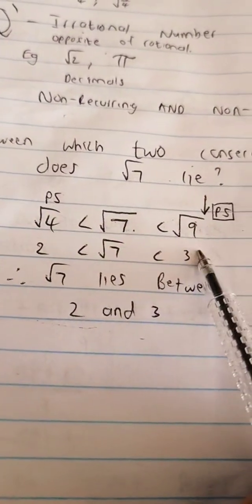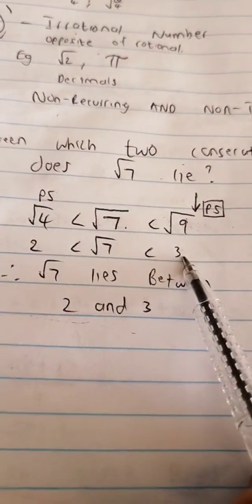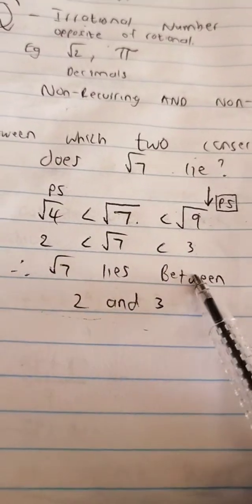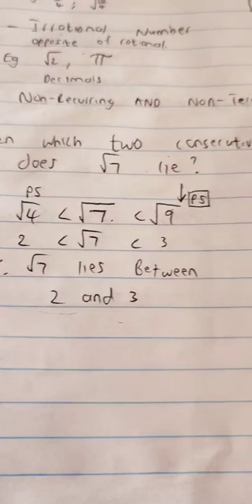Then I worked it out. Square root of 4, 2. Square root of 9, 3. 2 and 3 are consecutive numbers. Remember the word consecutive, one after the other. 2 is followed by 3. Make sense? So these are consecutive. Square root of 7 lies between 2 and 3.